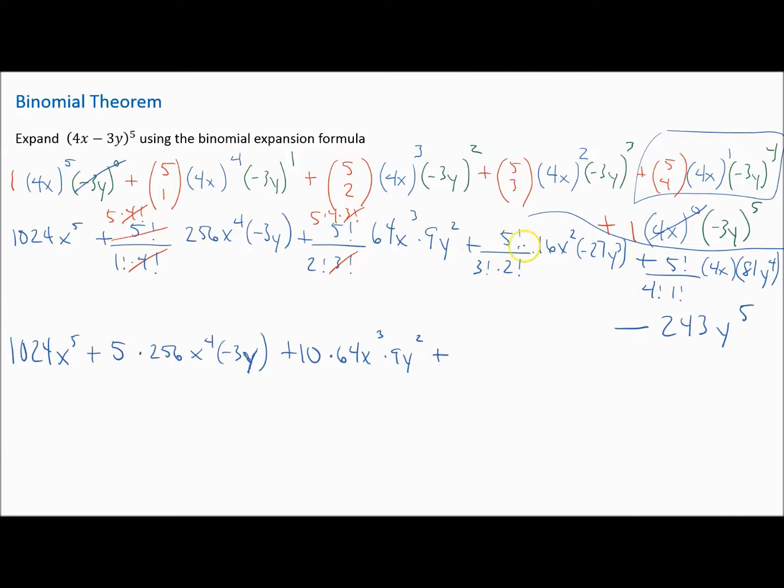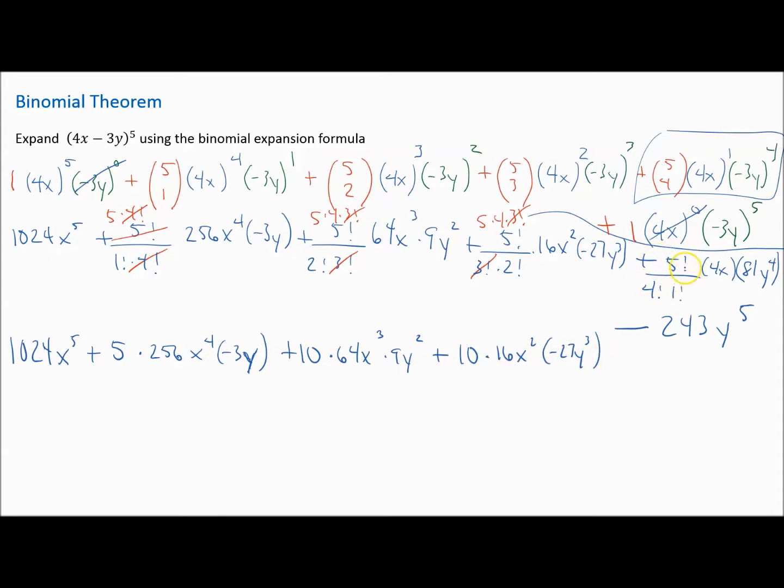Plus, I'm going to work on this factorial. 5 factorial. And the highest on the bottom is 3. So I'm going to write this as 5 times 4 times 3 factorial. The 3 factorials cancel. 5 times 4 is 20 divided by 2 is 10. We got another 10. Now if you consult Pascal's triangle from the last video, we know that's 10 times 16x squared times negative 27y to the 3rd. We'll multiply all that out in a minute.